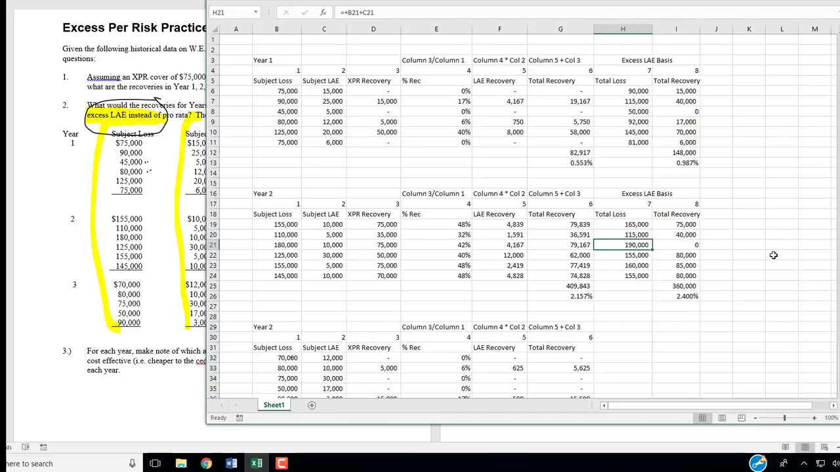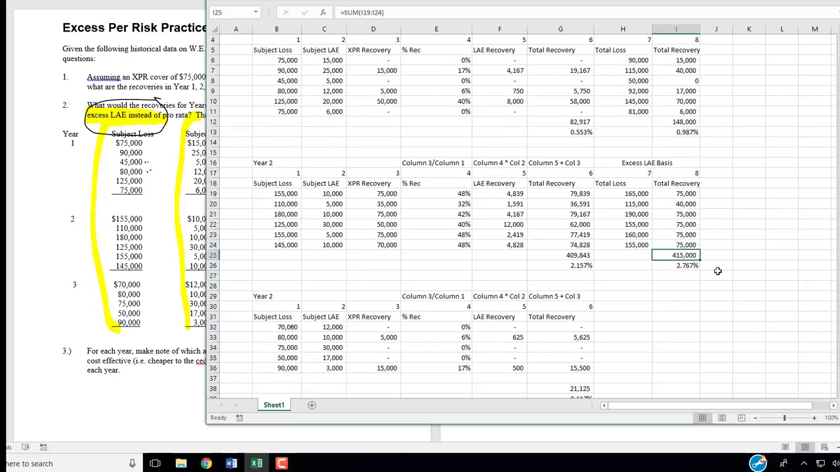And if we look at this loss, it actually blows through the cover. So it's going to give us a number that's well in excess of our 75,000. So we're just going to type in 75,000. And again, 80,000 exceeds our treaty. So we're going to type in 75,000. Same here. These are large losses. And when you add in the LAE, it usually takes it right through the treaty, except in that one case. And so our total recovery is $415,000, giving the reinsurer a loss cost of 2.7.